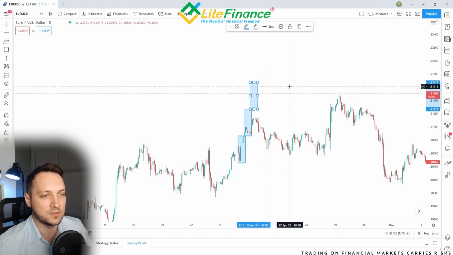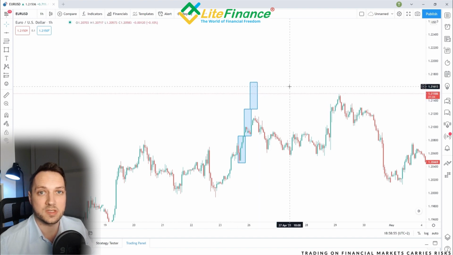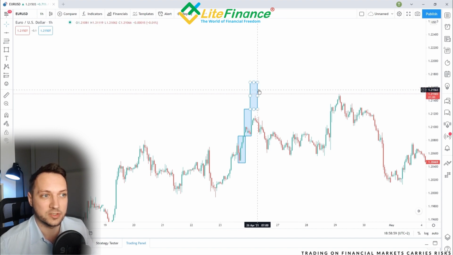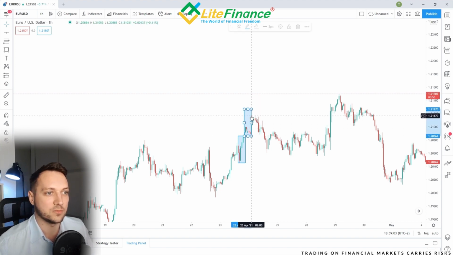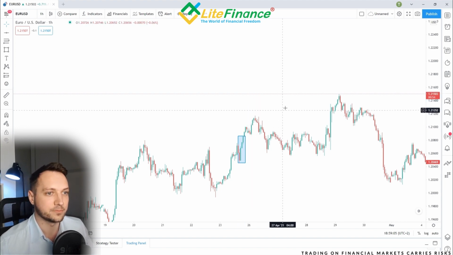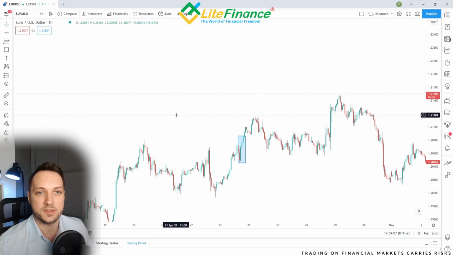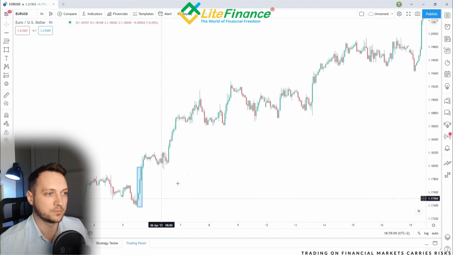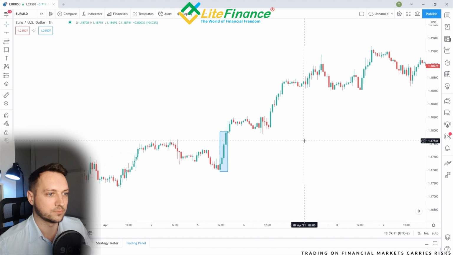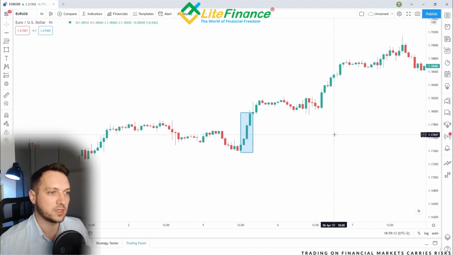Yep, it didn't. So as you can see, this is the perfect example why you shouldn't rely only on the candlestick pattern itself. It should be an additional confirmation. So let's check another example, which is right here.